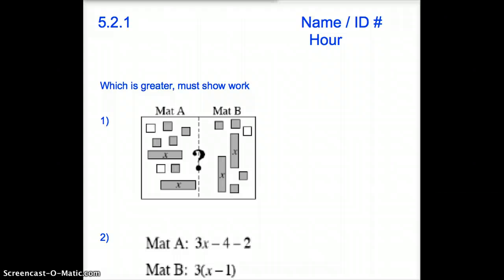So that is your lesson for today. Hopefully those mats make sense. If not, go back and rewatch it and make sure it does.